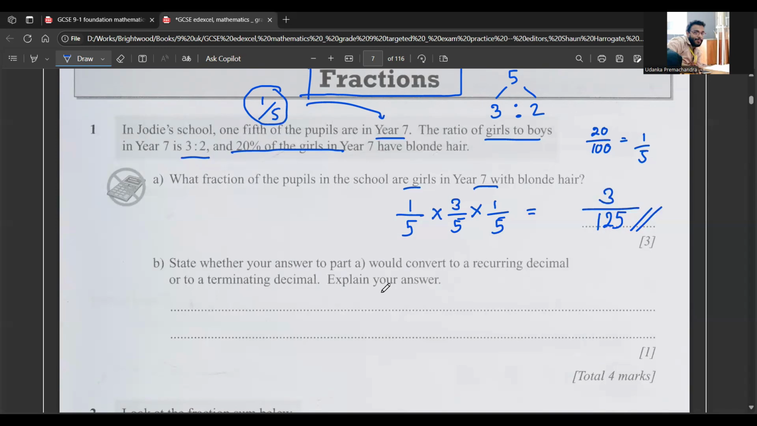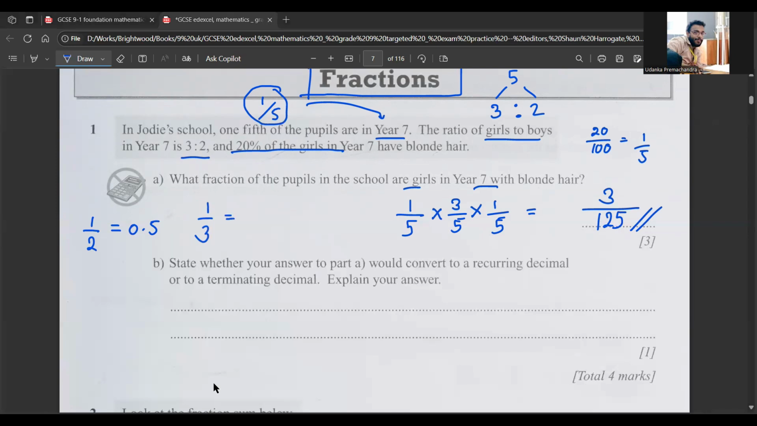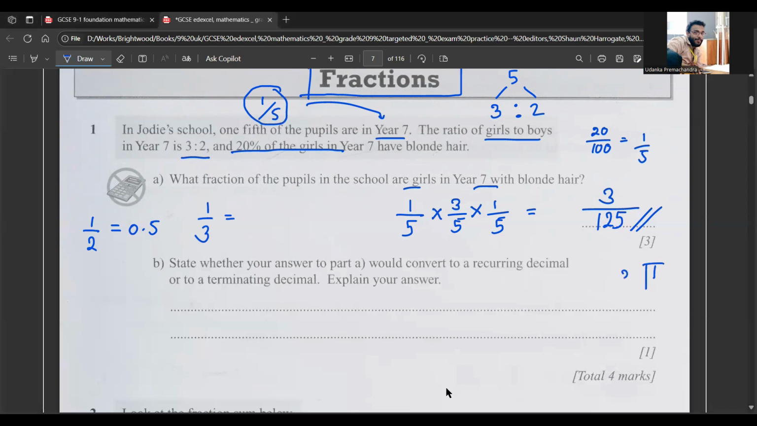So what does it mean by recurring decimal and terminating decimal? Do you know what a recurring decimal and a terminating decimal are? No. Okay. If I take 1 over 2, how to write this as a decimal? 0.5 is the answer. Now take 1 over 3. Divide it. Look at it.